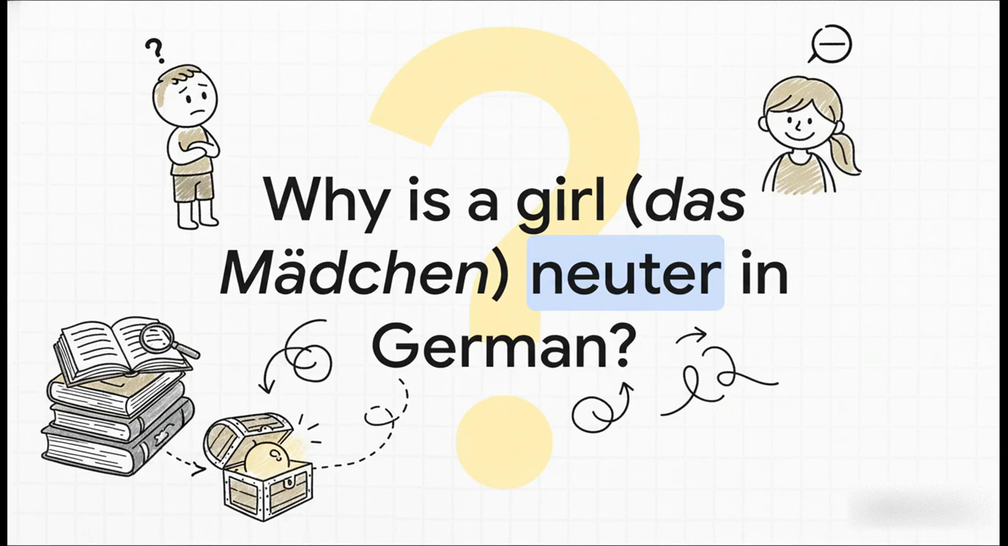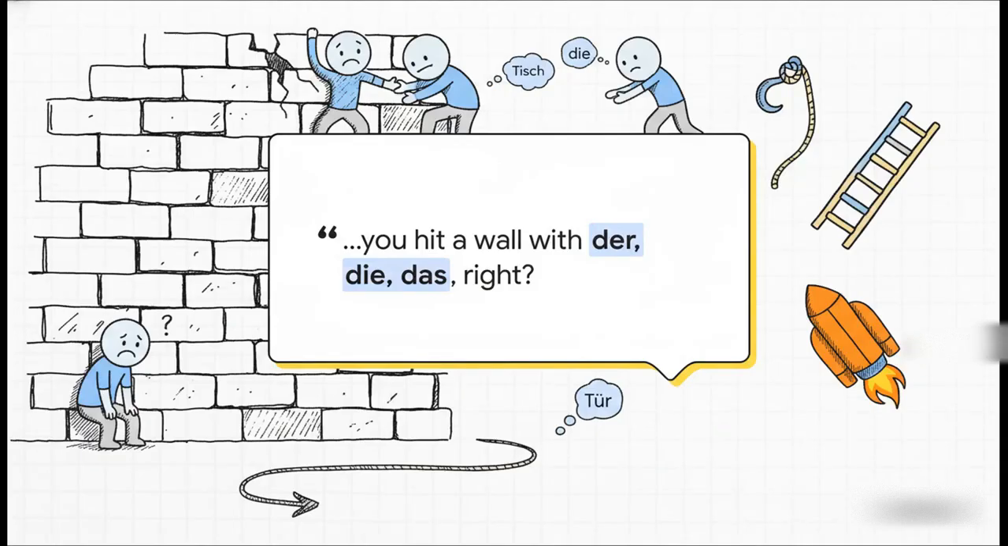Why on earth is the girl, das Mädchen, neuter? It's biologically female. This seems like it makes absolutely no sense, but trust me, it's the perfect place to start. I mean, if you've ever felt this way, you're in very good company. It's like a rite of passage for German learners. You're feeling good, you're making progress, and then bam, you just slam into the gender wall. But don't worry, today we're giving you the tools to get right over it.